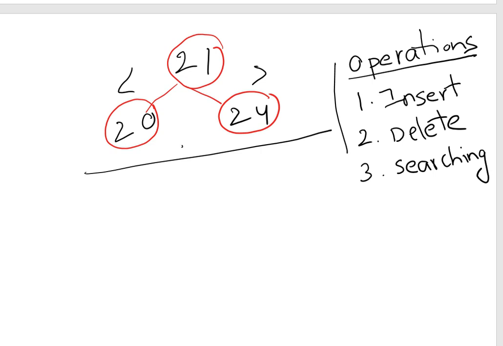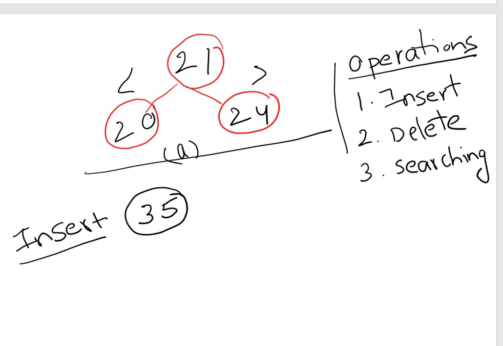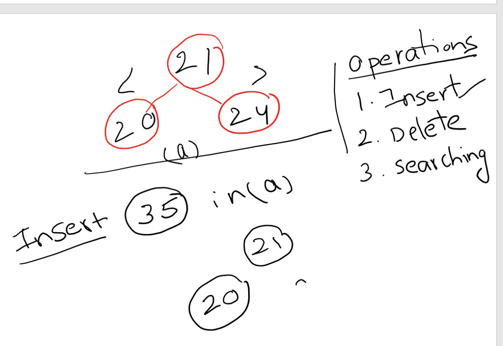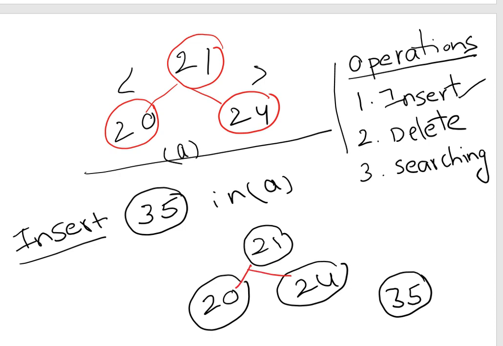Now I want to insert 35 in A. I am demonstrating insertion of an element. How can I insert here? 21 remains the same, 20 remains the same, 25 remains the same, and 35 will be here. This is the inserting.